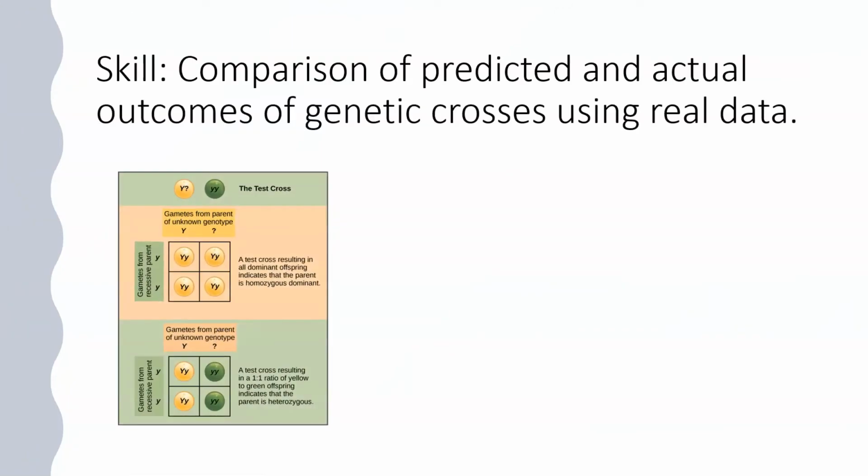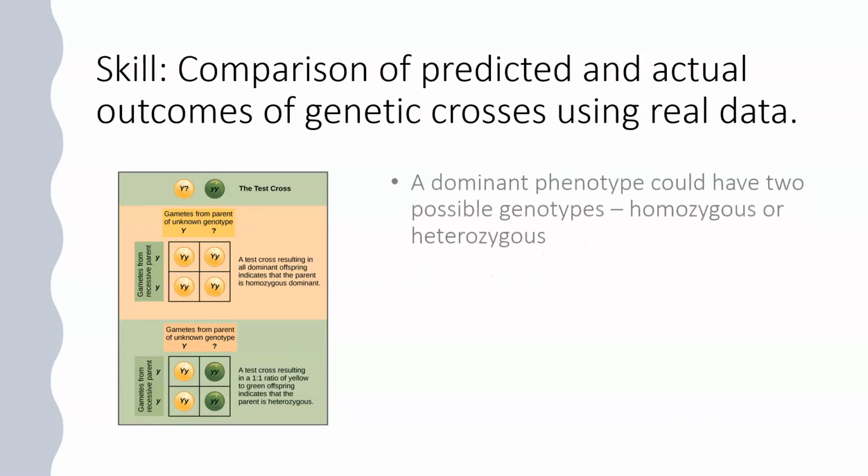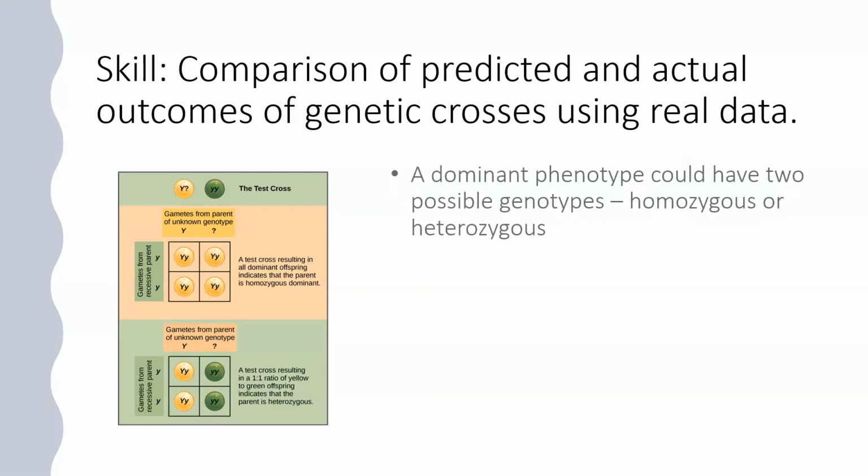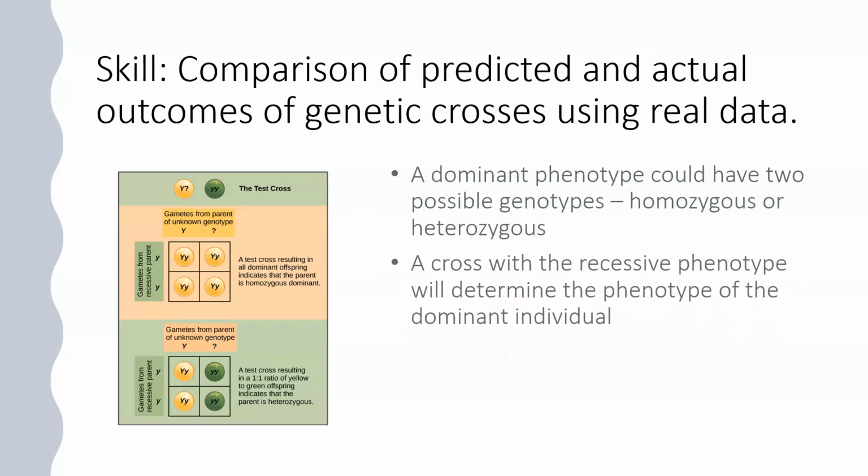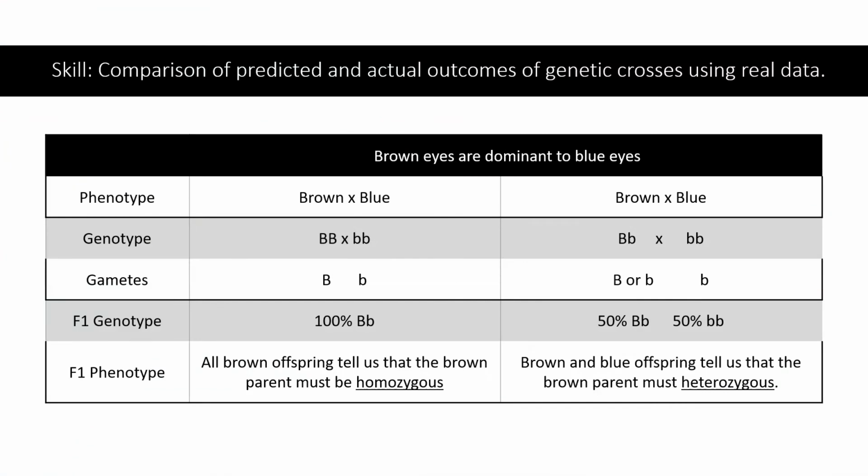Okay, your next skill, comparison of predicted and actual outcomes of genetic crosses using real data. Basically, that means you can use your Punnett squares to give you some information. So a dominant phenotype could have two possible genotypes, homozygous or heterozygous. A cross with the recessive phenotype will determine the genotype of the dominant individual. This is what we call a test cross.